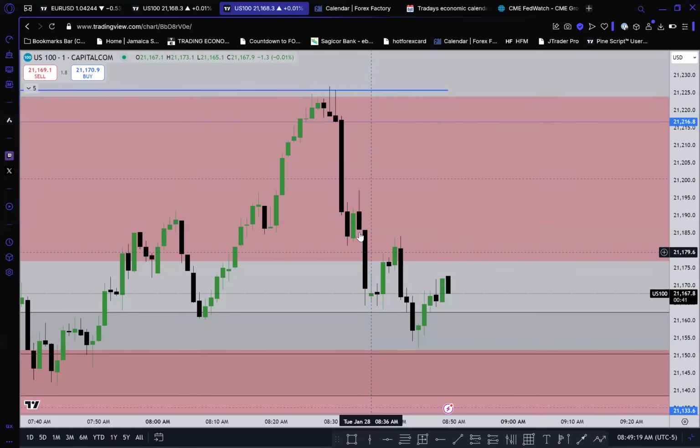I'm just trying to find... How do you switch chart layouts on here? That's the question. I need... Nah, I don't want to get my book.